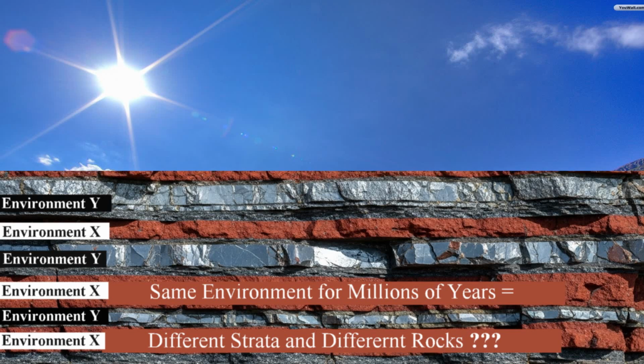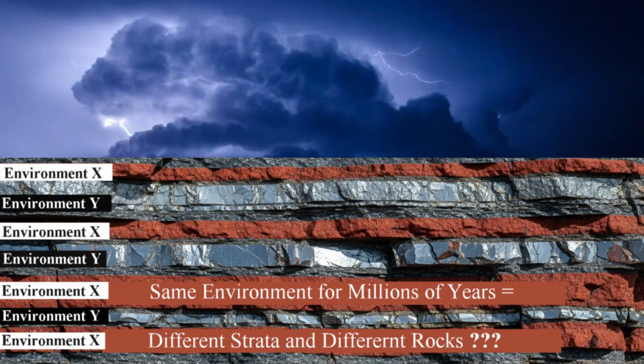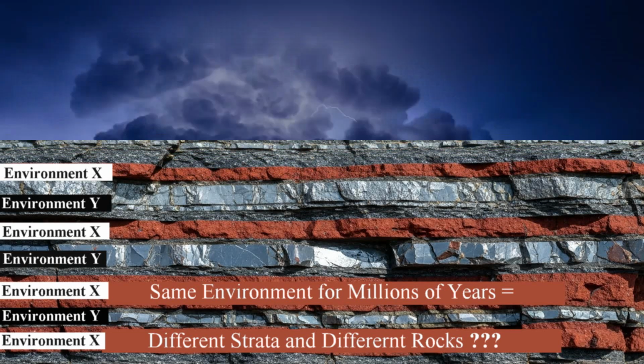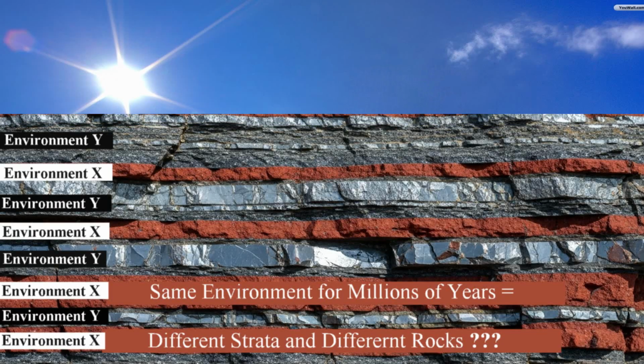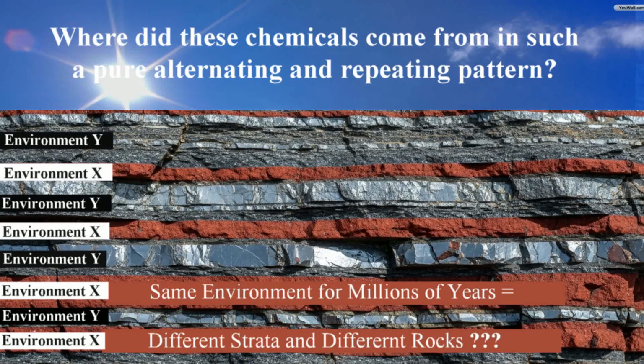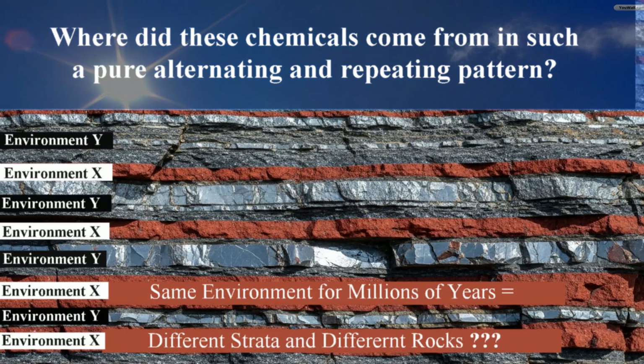Then, without warning, almost instantaneously, the environment changed and deposited a completely different pure type of rock as a new and different layer over the next millions of years? Will she tell you where this material for each rock layer came from? Will she teach you that this happened repeatedly and cyclically to account for all the strata that we see today?